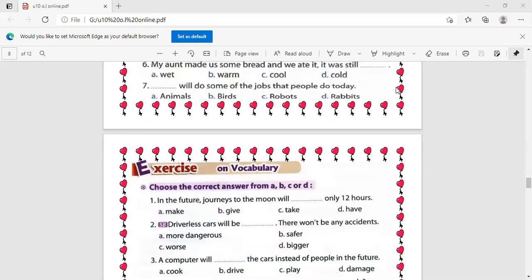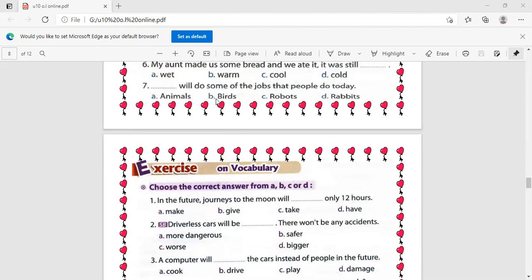Rahaf, are you here? Good morning. Good morning, my dear. Number six, my aunt made us some bread and we ate it. It was still warm. Warm, cool, or cold? Warm. Excellent. Warm means not very hot. Excellent. Number seven, please, Rahaf.